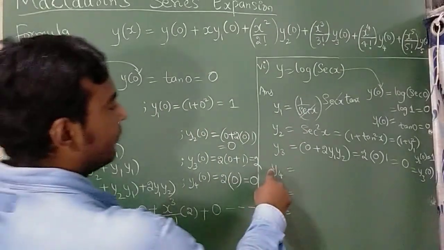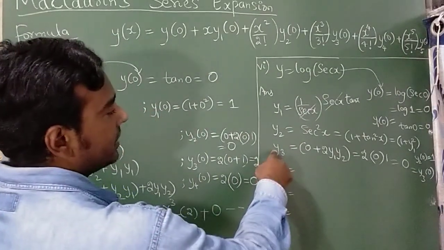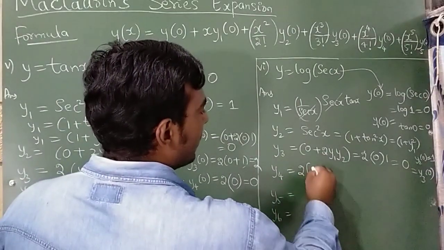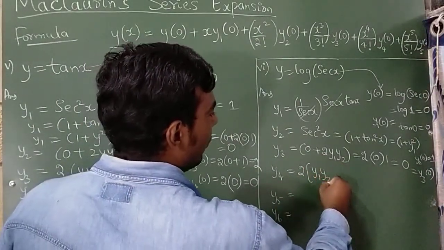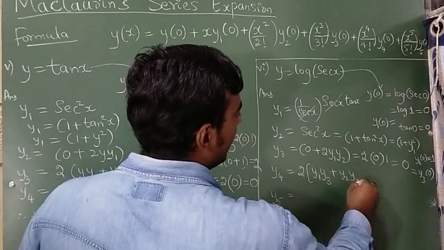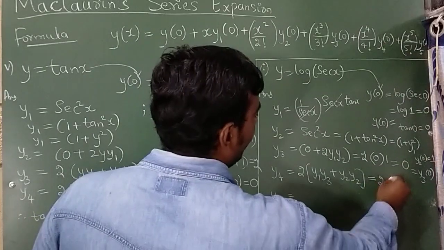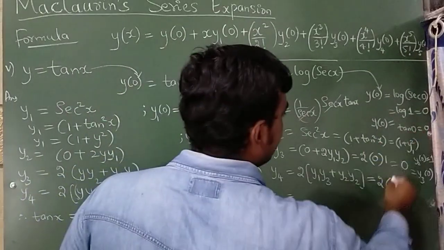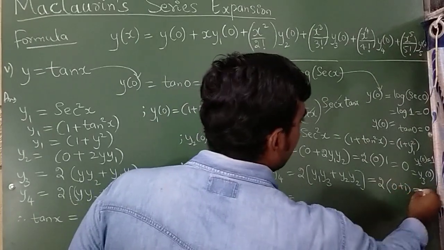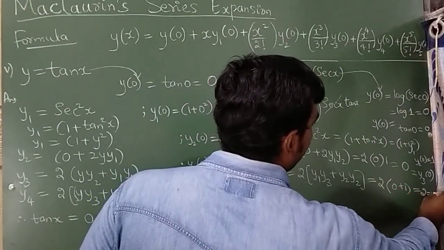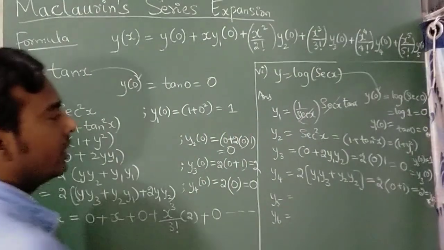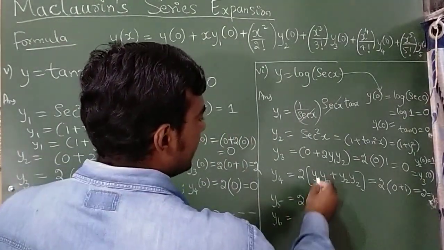Fine. Now y4 means differentiation of y3, I'll get y4. So I need to differentiate this now. 2, keep y1 as it is, this will become y3, keep y2 as it is, and y1 will become y2. Fine. 2. What is y1? y1 is 0 and y2 value is 1. So 2 ones are 2. So this is y4 of 0 value.